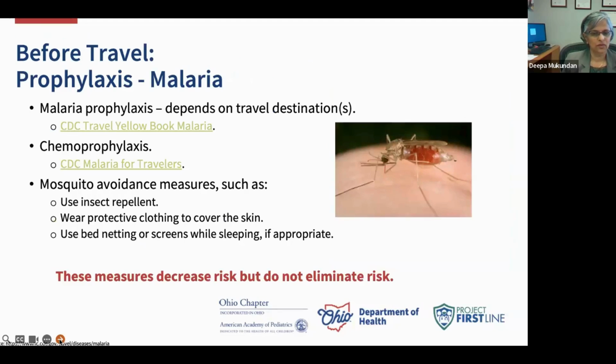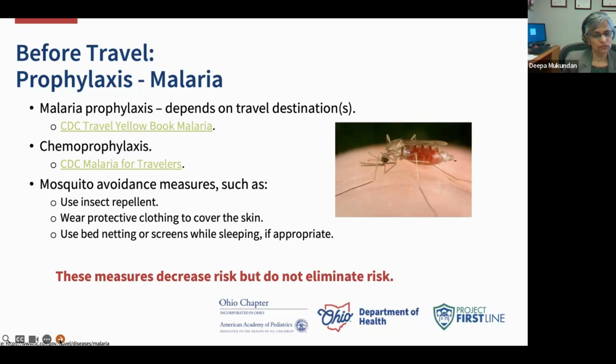Another big area of prophylaxis is prevention of malaria. Again, as you know, it depends on where you would be going, more so in the tropics. Not only where you're going, it also depends on the resistant patterns in that area. Now, understand that just taking malaria prophylaxis doesn't prevent you from getting other diseases related to mosquito bite.